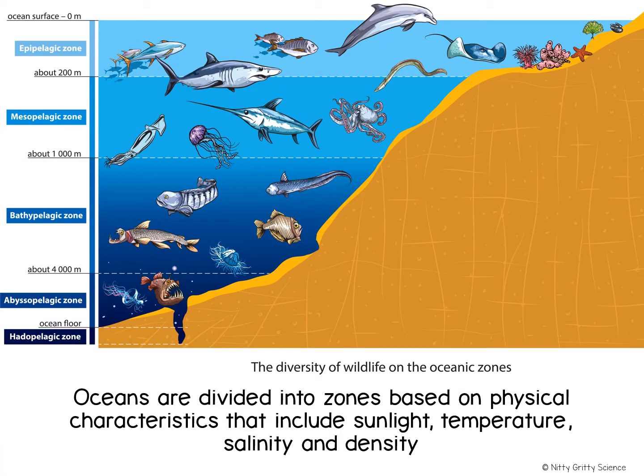Now, scientists divide oceans into zones based on their physical characteristics, which include salinity, along with density, temperature, and the amount of sunlight it receives. The area of ocean that receives the greatest amount of sunlight is the surface zone, sometimes referred to as the sunlit zone or the epipelagic zone. This zone is located above that first dashed line shown in this figure, and most organisms that perform photosynthesis live here.